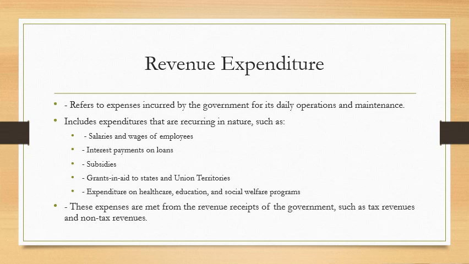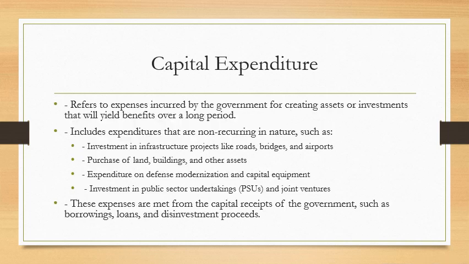These revenue expenditures are sourced by the revenue created by the government through tax, non-tax revenues, and other revenues. The second type of expenditure is capital expenditure.